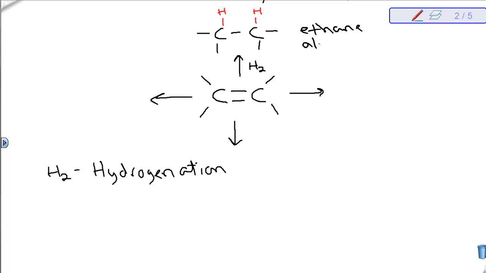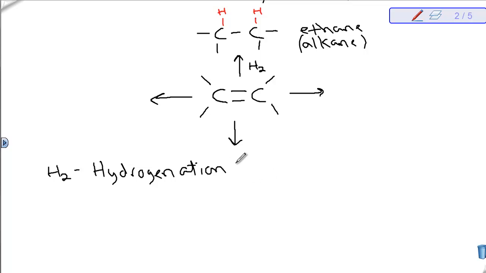Generally or generically, we've created an alkane. So this is a method of production of alkanes. You add hydrogen to ethene. We'll talk about a specific version of this. It's in the production of margarine. We'll talk about that in a few moments.